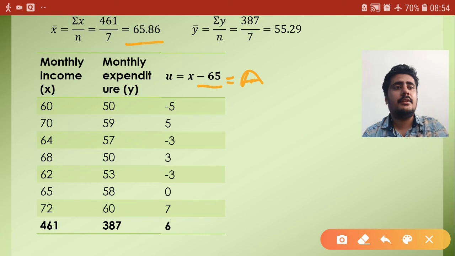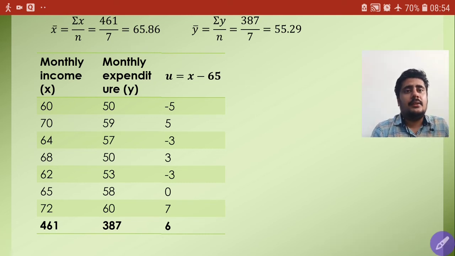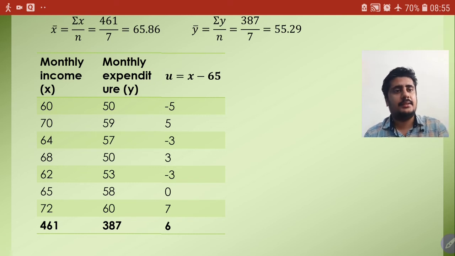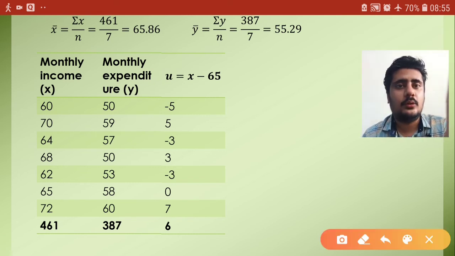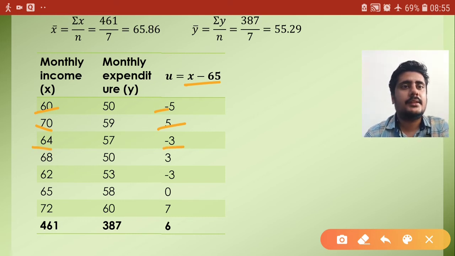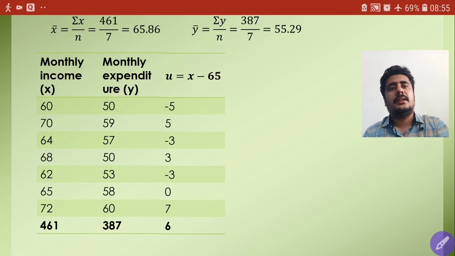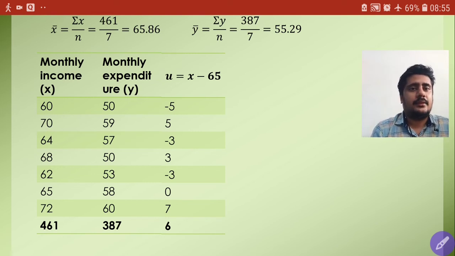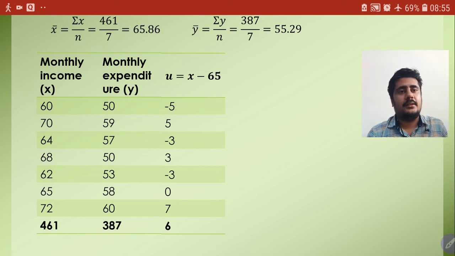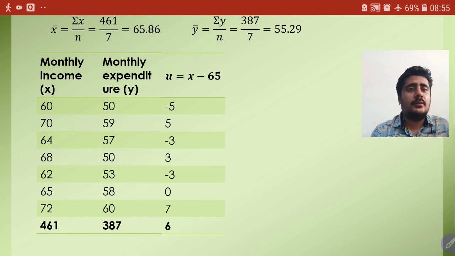Now what have we done with this 65? We have subtracted this 65 from every x. Let's take a look. X is 60, 60 minus 65 is minus 5. X is 70, 70 minus 65 is 5. X is 64, 64 minus 65 is minus 1. It's a typing error here; it's minus 1. So basically what I was telling is, u is equal to x minus 65.